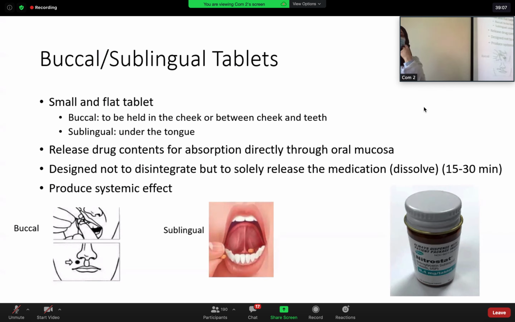The buccal usually is different from the sublingual. Sublingual, because its location actually will help in systemic direct or immediate absorption, whereas the buccal is usually designed not to disintegrate immediately, but to slowly release the medication over some time until it dissolves completely. So most of the time, these are for local effect. Few of them are also still applicable for exerting an internal effect or systemic effect.